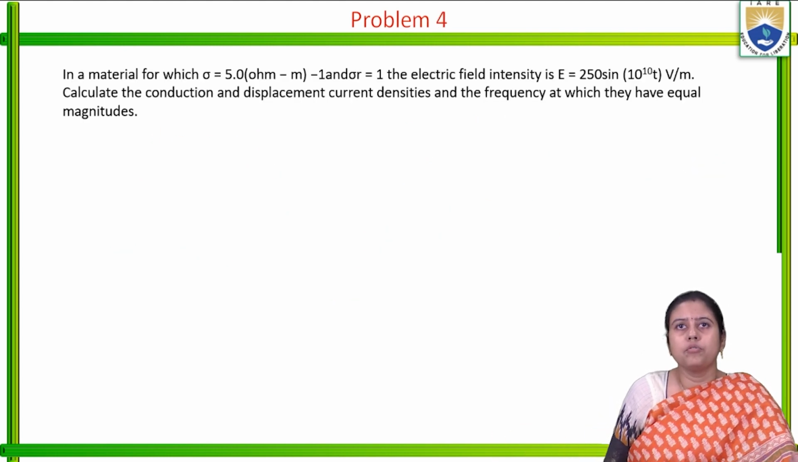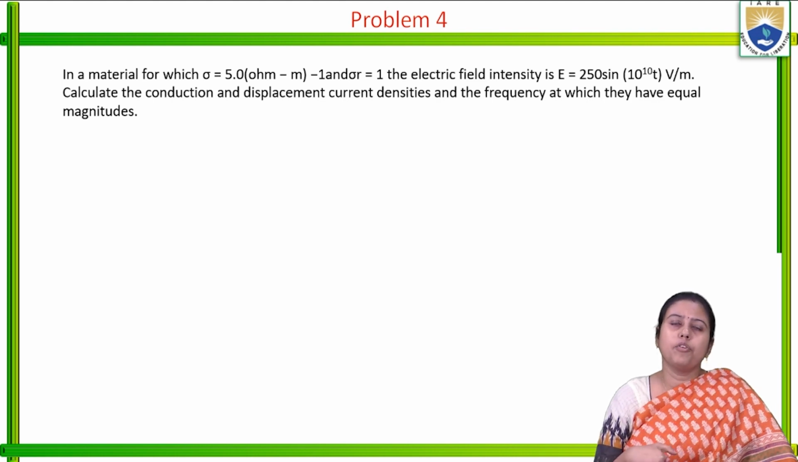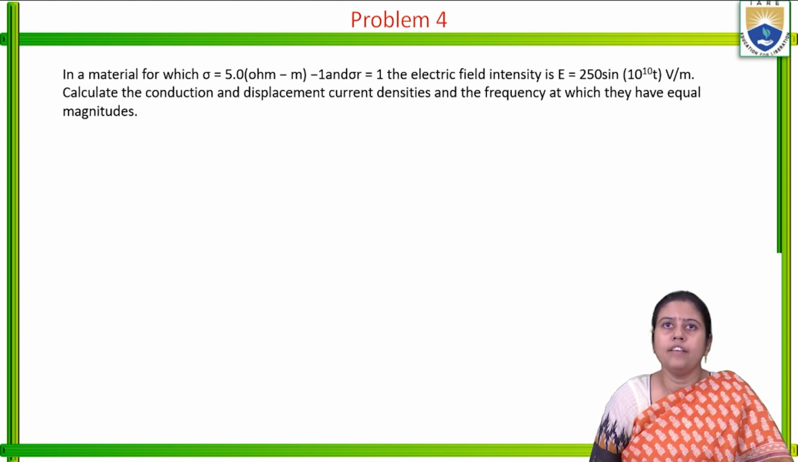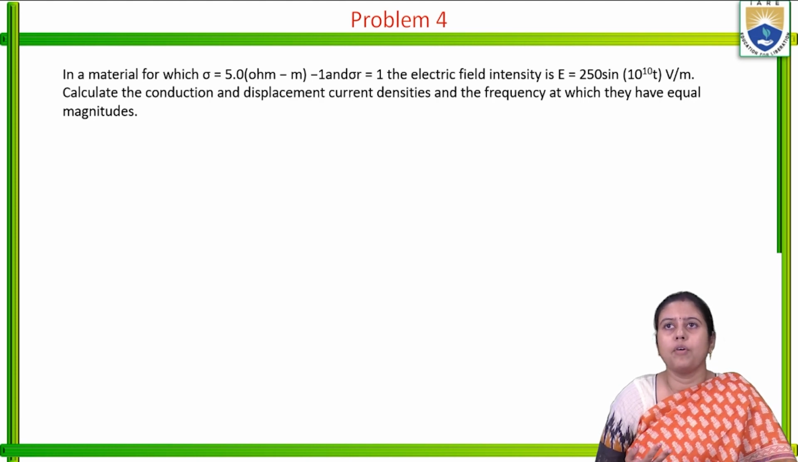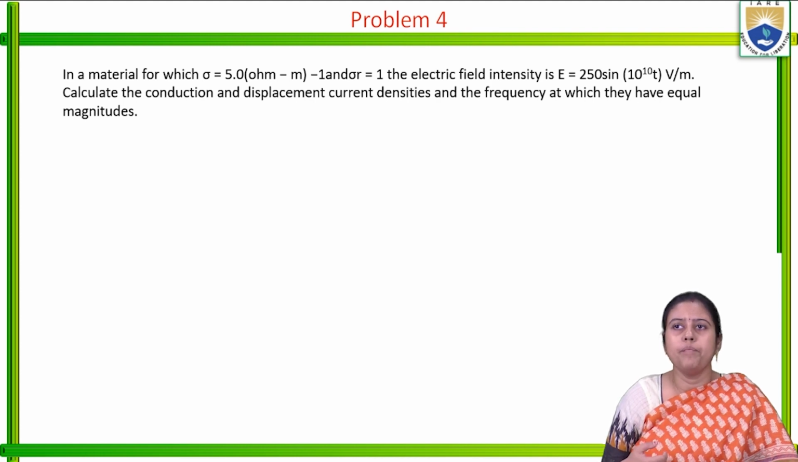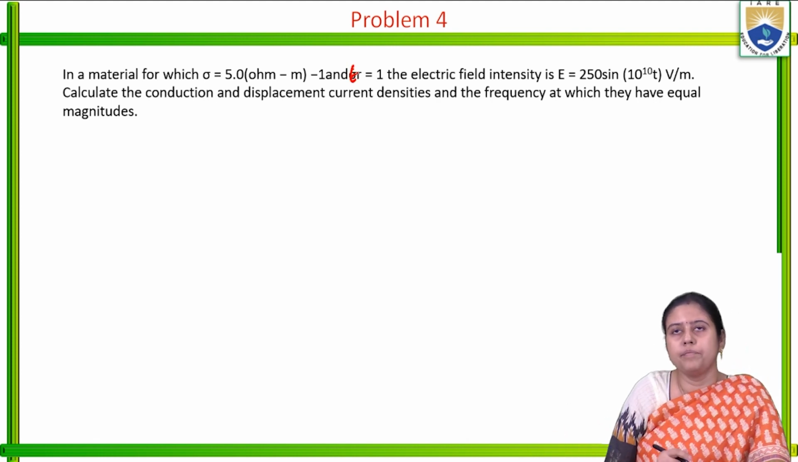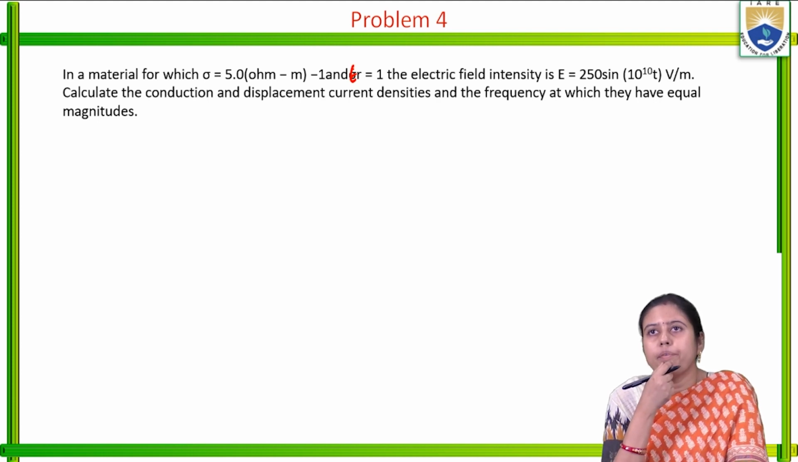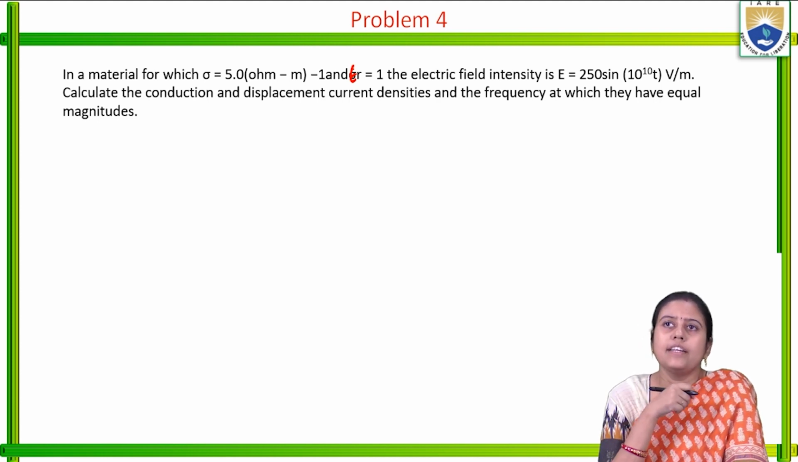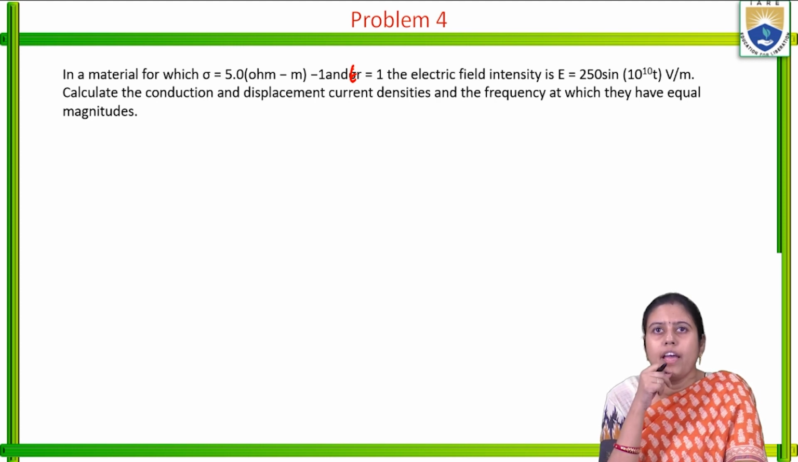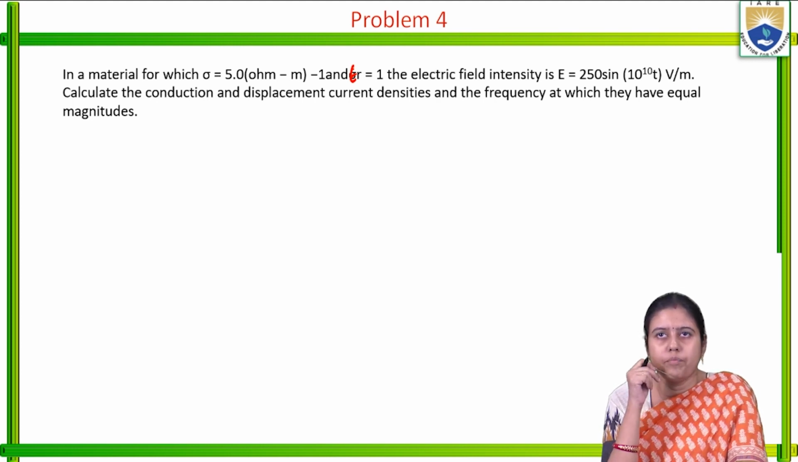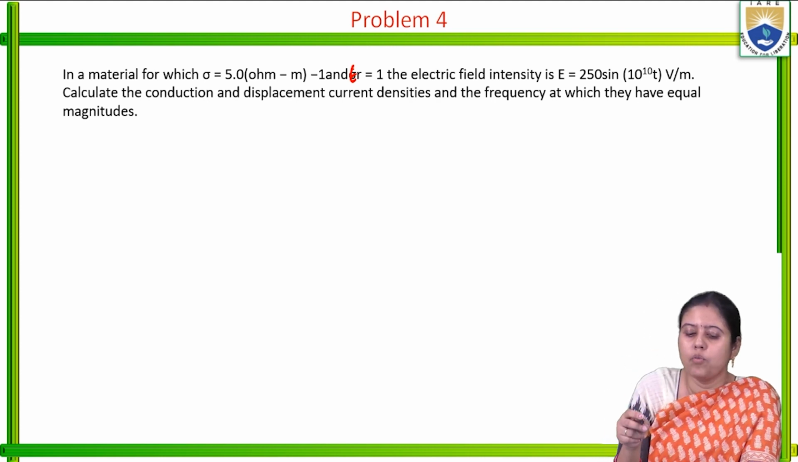So now I am moving to the fourth problem. What is the fourth problem? In a material for which sigma, the conductivity, is 5 ohm per meter, and epsilon r is 1, the electric field intensity is 250 sine 10 to the power 10 t volt per meter. Calculate the conduction current and displacement current density and the frequency at which they have equal magnitude.